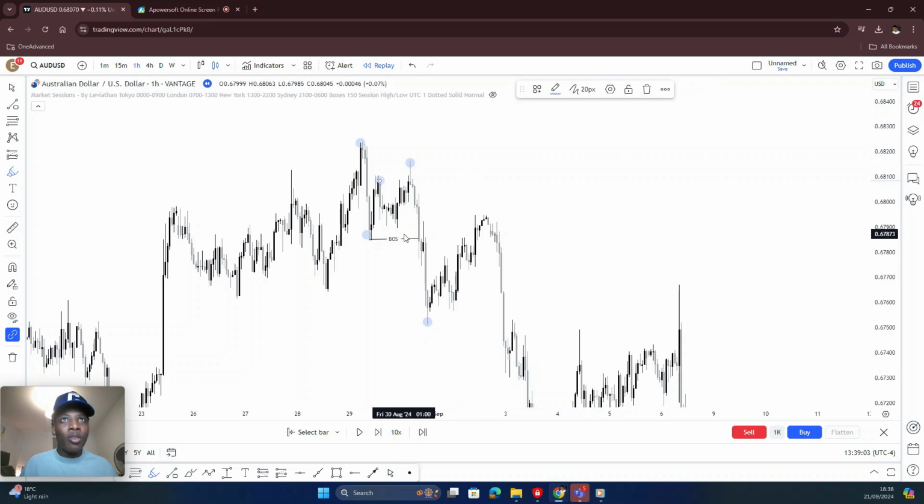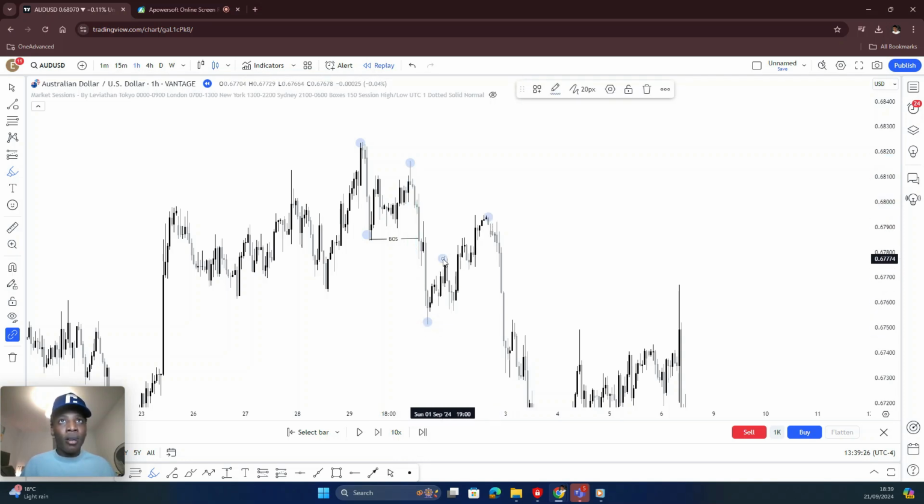Is this the point that led to a break of structure to the downside? No, it's not. Is this the point that led to a break of structure to the downside? Yes, it is, because we can clearly see here that from this point, price pushed down and created a break of structure to the downside. So that is our valid lower high. The push phase creating a valid lower low, then lower high.